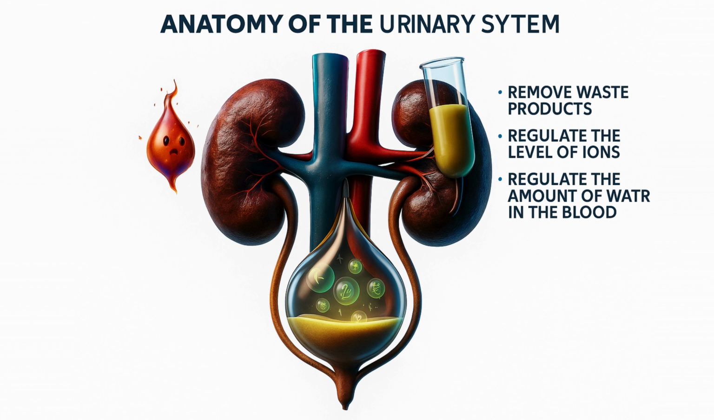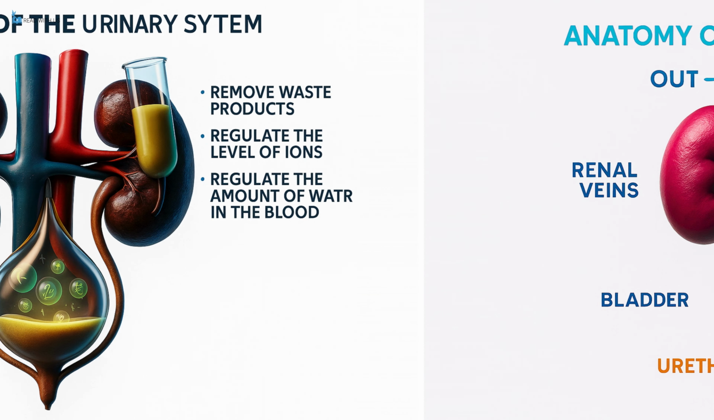In today's explanation, we are going to explore the anatomy of the urinary system with a particular focus on the structure and function of the kidneys, which are vital organs responsible for maintaining the internal chemical balance of the body. As we have already seen in earlier discussions, the kidneys have three primary roles, which are to remove toxic waste products such as urea from the blood, to regulate the concentration of dissolved ions such as sodium and potassium in the bloodstream, and to control the amount of water retained or released by the body.